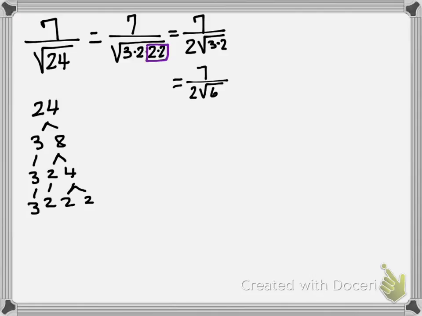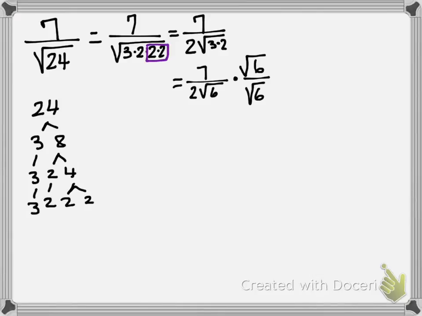That's good and dandy. But remember, we cannot have a radical on the bottom. So let's multiply it by 1. Do not multiply it by everything that's on the bottom. You could, but you would have to do more work. Simply multiply by the square root of 6 over 6, because what we're trying to do is get rid of the radical number. And we have the following.